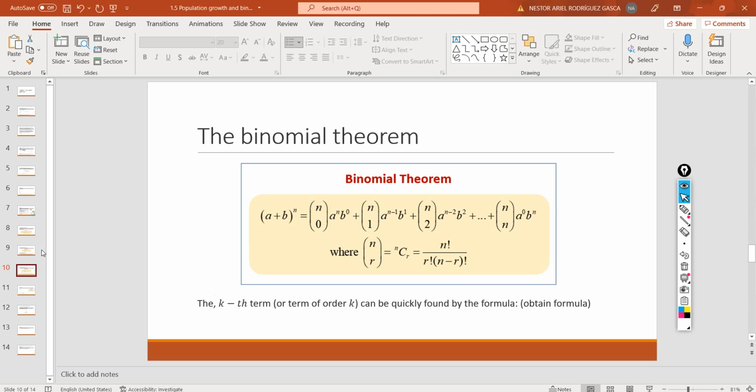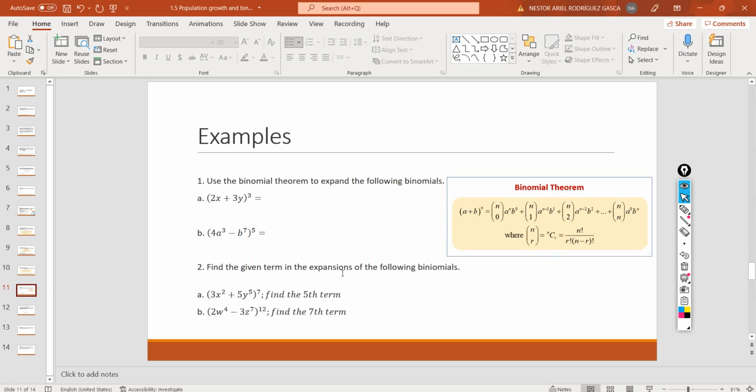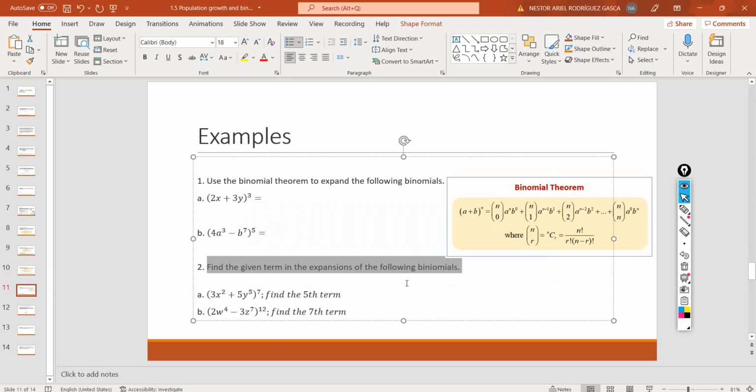So in this lesson, we're going to continue with the binomial theorem, and this was the next example to go through. Example number 2: find the given term in the expansions of the following binomials. This is the binomial raised to the 7th power, and I'm asking you to find only the 5th term. We don't really need to expand the whole binomial to the 7, right? We don't need to get all the 8 terms, because I'm basically just asking you for the 5th term in such expansion.